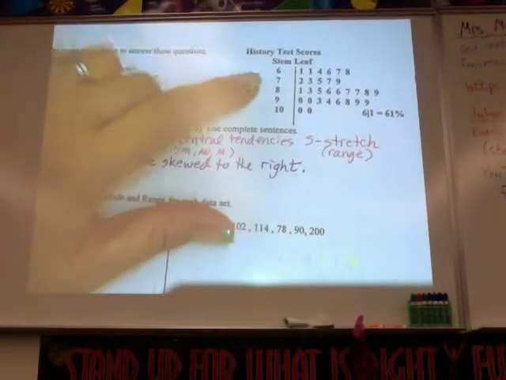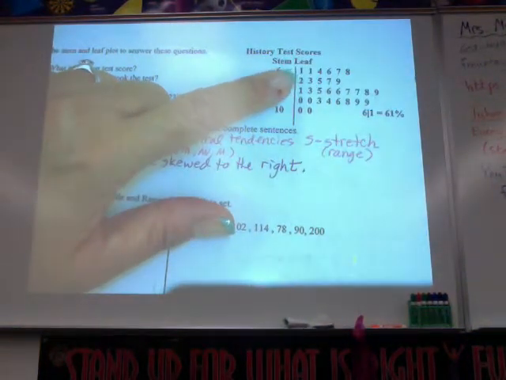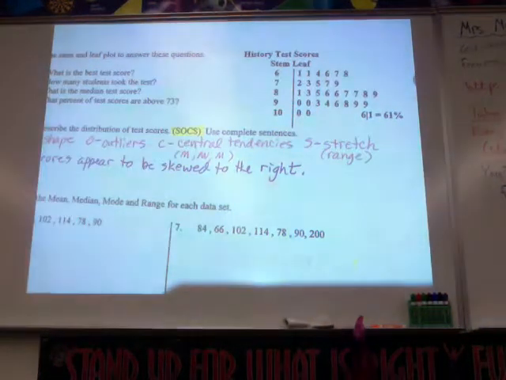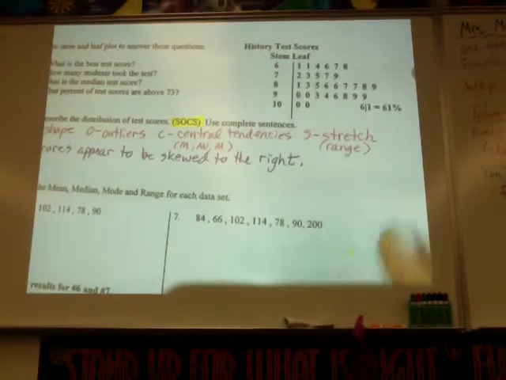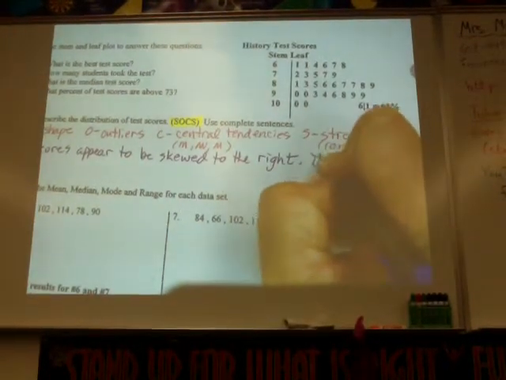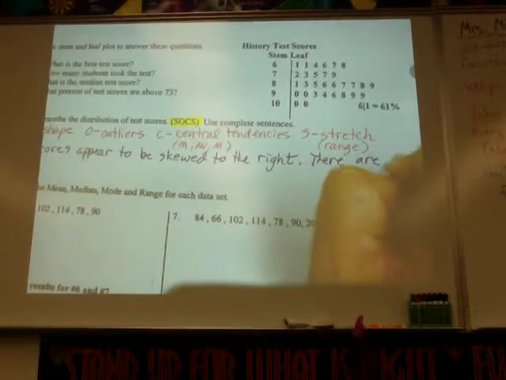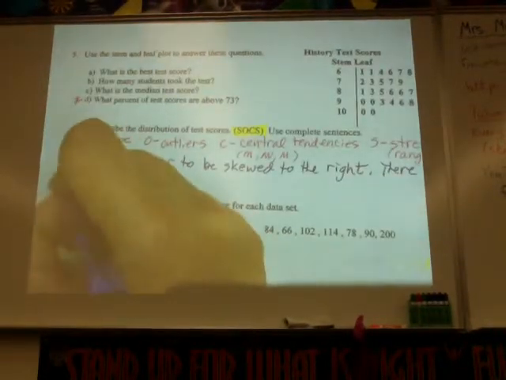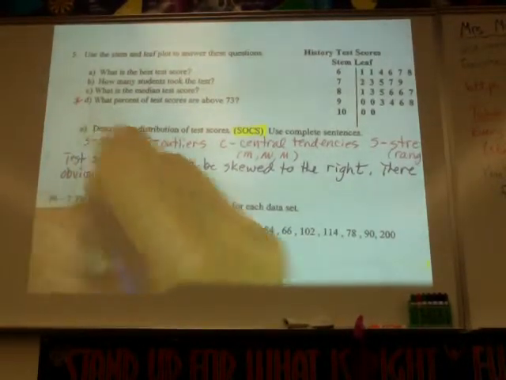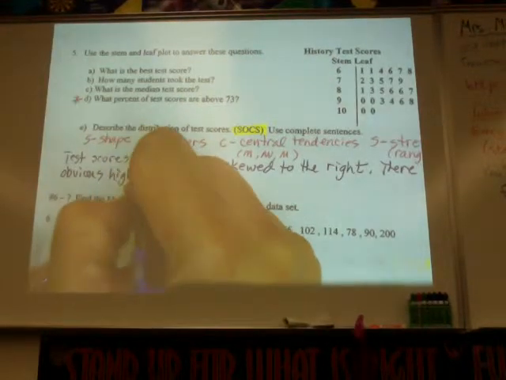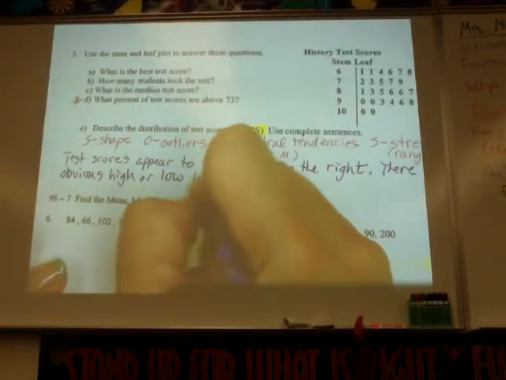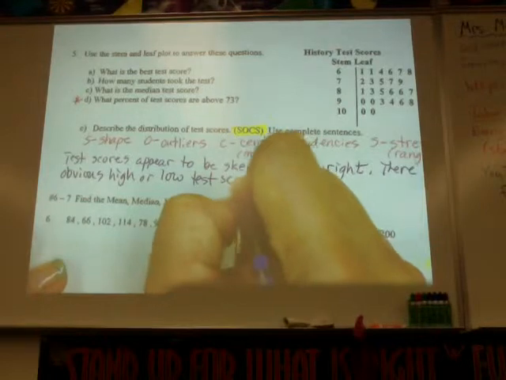What about the low test scores? Are there any kind of really far away low test scores? No. So I would put in here, there are no obvious high or low test scores.